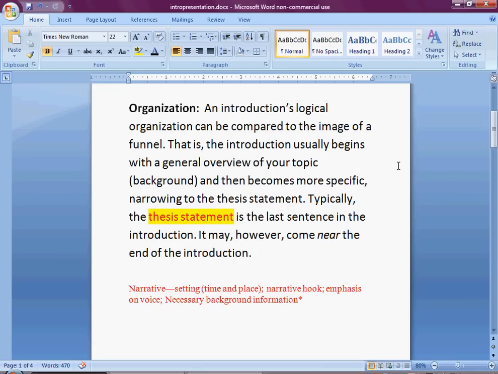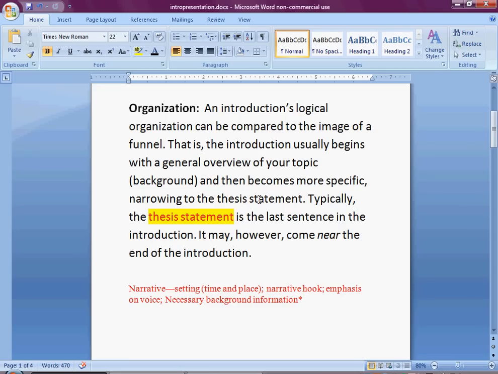So organization of your introduction, it's basically a logical organization, can be compared to the image of a funnel. That is, the introduction usually begins with a very general overview of your topic, or as in the case of the narrative, the background material, the situation, a little bit of the conflict, and then becomes more specific and narrowing down to the thesis statement.